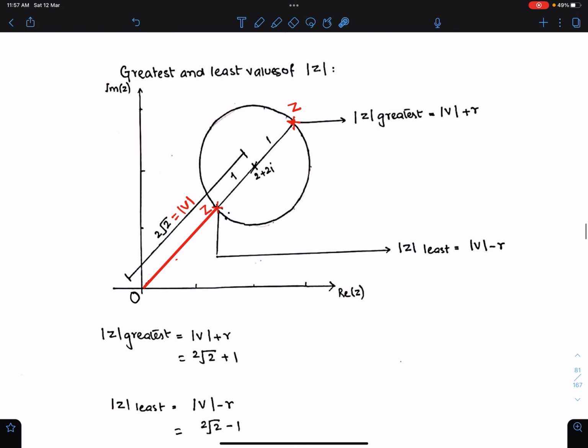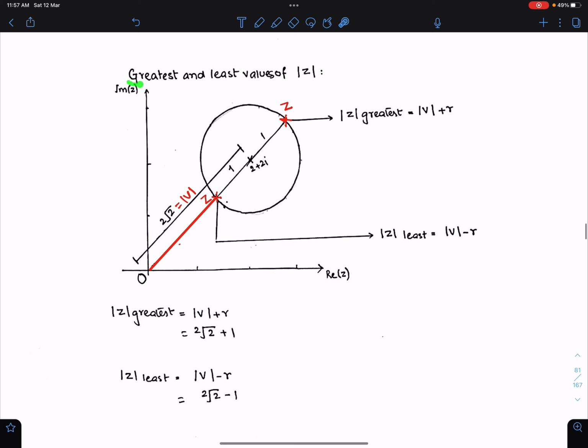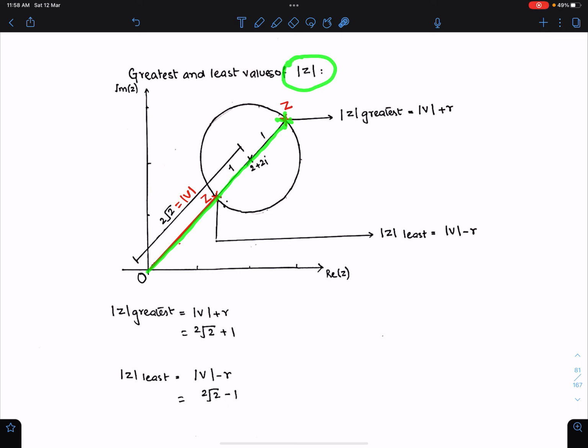The next topic, greatest and least values of modulus z. So when z is here, then this distance is greatest. Modulus z means distance of z from origin. And when z is here, then this distance is shortest. So we can easily find these two distances, this one and this one.